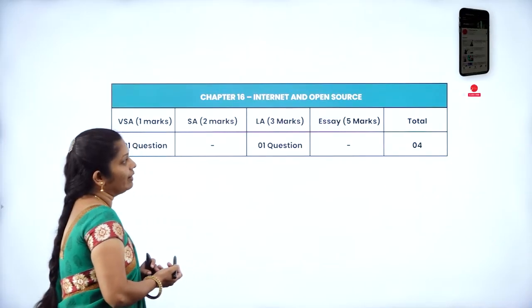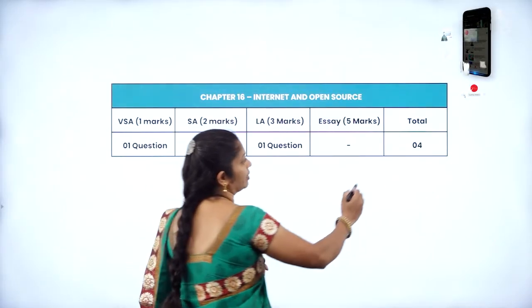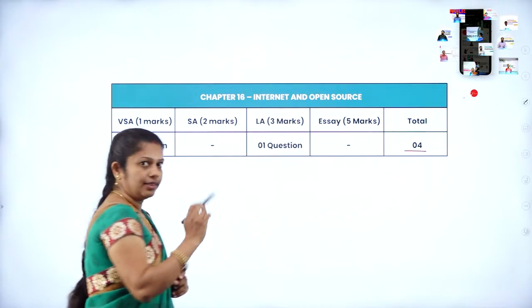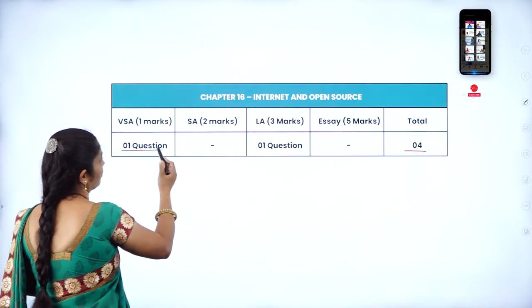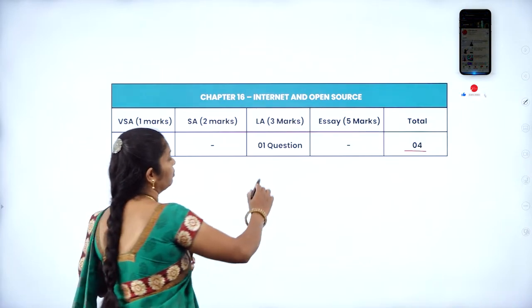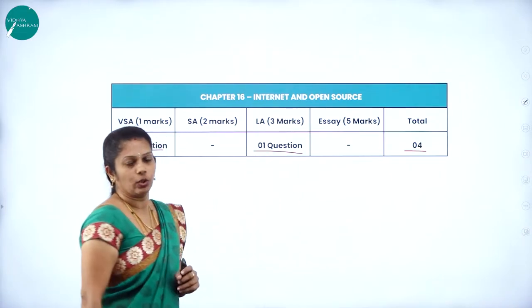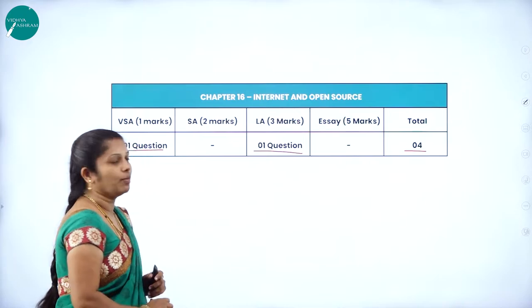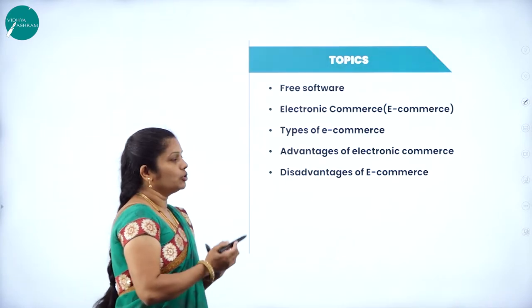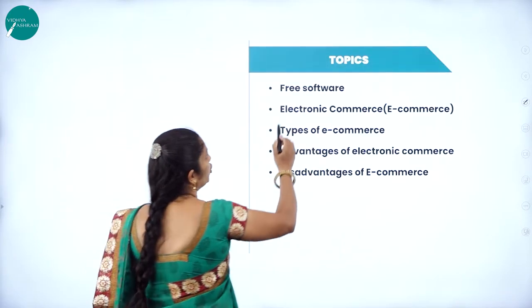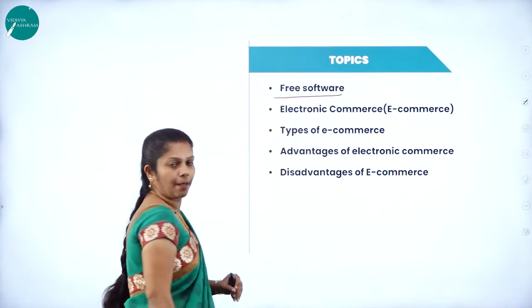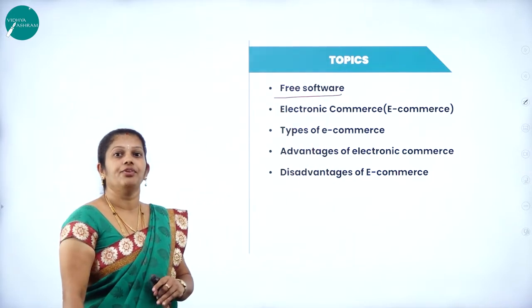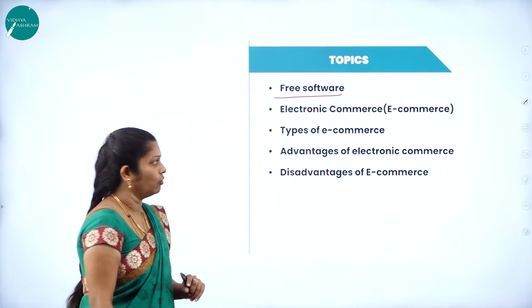The total weightage in the annual exam from this chapter is only 4 marks. You will get only 2 questions: one from Part A for 1 mark and one question in Part C for 3 marks. Totally 4 marks you will get from this chapter. In today's class, you will study what we mean by free software. The name itself suggests free of cost, we are getting this software.